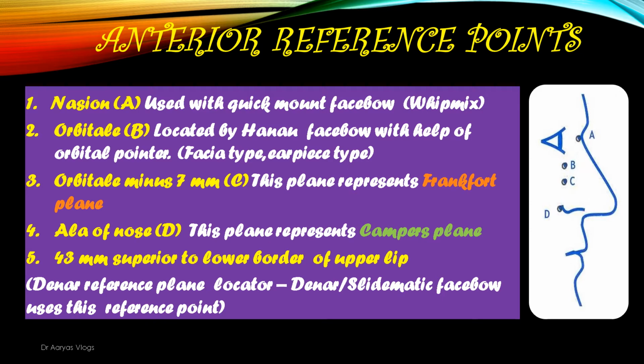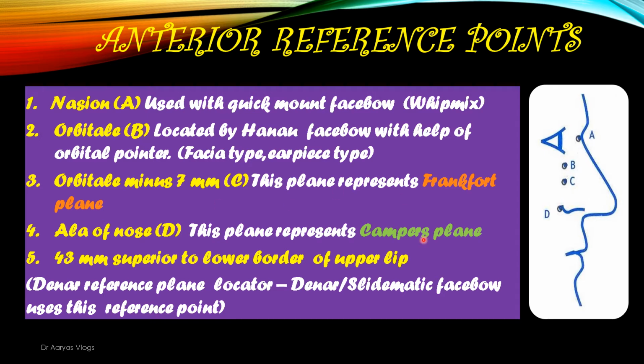Coming to various anterior reference points, this picture clearly shows A, B, C, D. So what is this A? It is nasion. Nasion is one of the anterior reference points. Actually, nasion is used with quick mount Facebow or whip mix Facebow. So one of the anterior reference points is nasion. Where is it used? It is used with quick mount Facebow or whip mix Facebow.